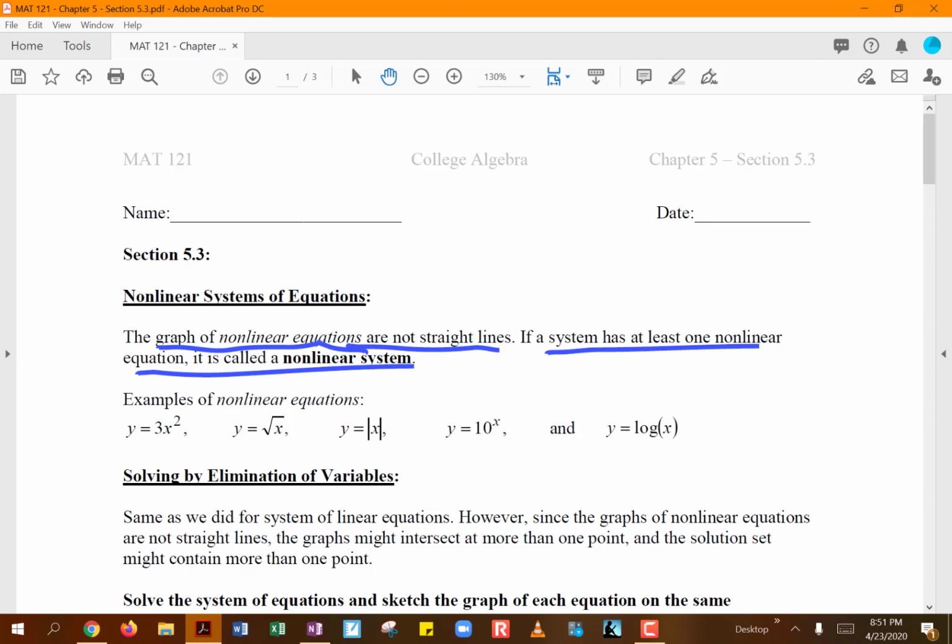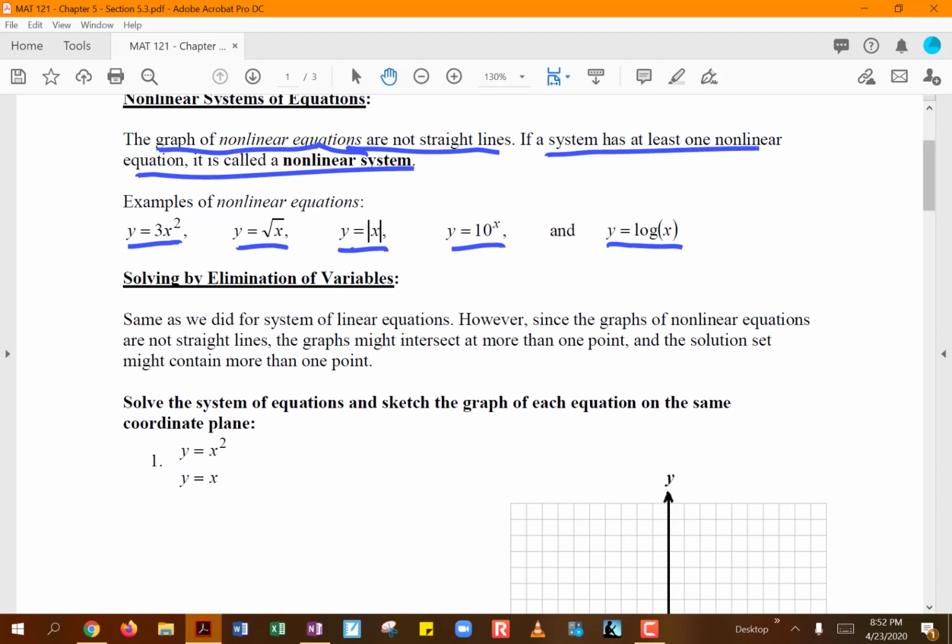So examples of your non-linear equations could be a quadratic function over here, so 3x squared, which of course would be a parabola. You have y equals square root of x, y equals absolute value of x, y equals 10 to the power of x, which is of course your exponential function, and y equals log of x, which of course is the logarithmic function. So you can have a quadratic function, a square root function, absolute value function, exponential function, or logarithmic function. These are just examples. There are obviously more nonlinear equations that are out there. So let's see how we can solve these systems.